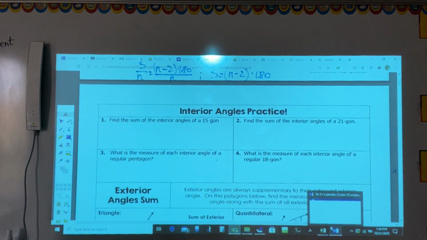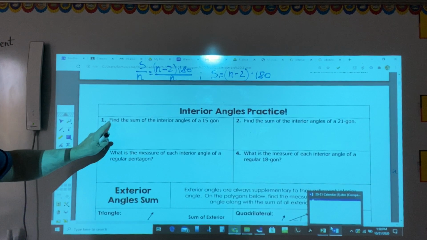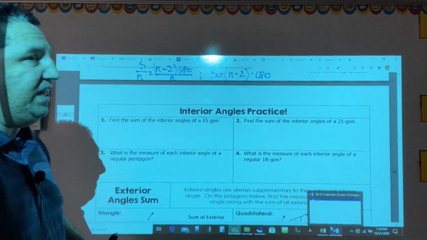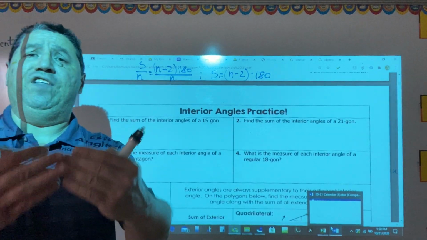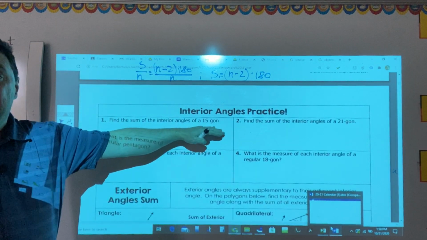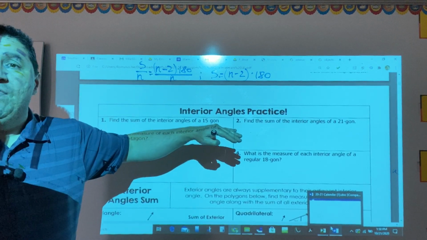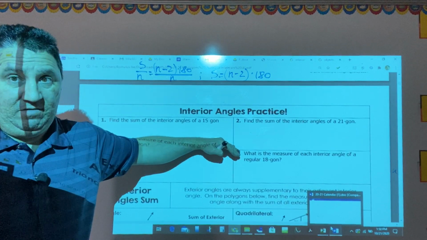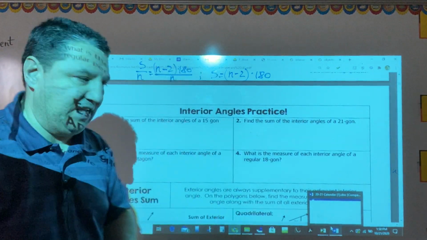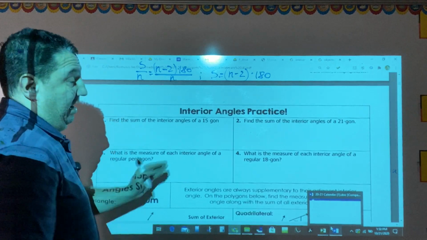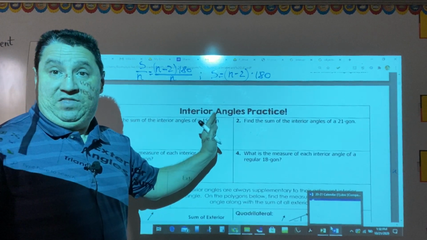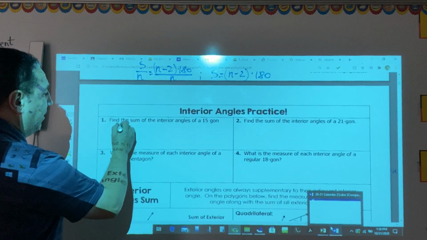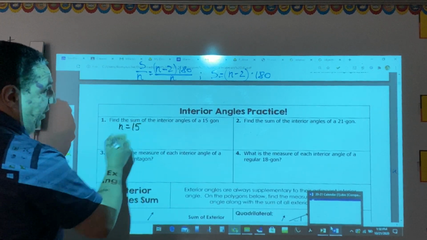Good. In the first example, it says find the sum of the interior angles of a 15-gon. What does 15-gon mean? It means a polygon that has 15 sides. If this polygon has 15 sides, it means n equals 15.